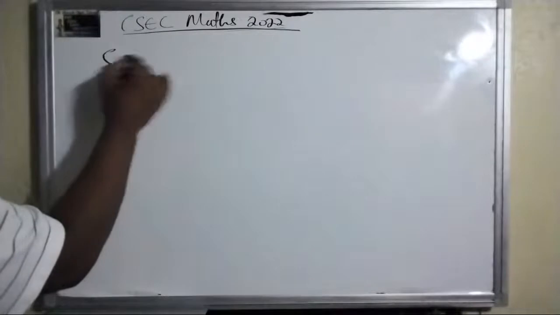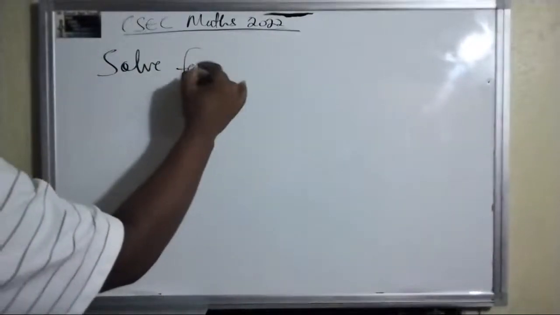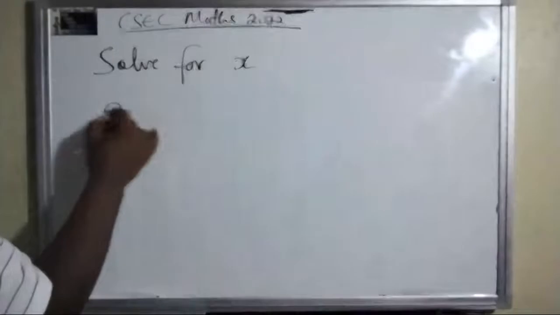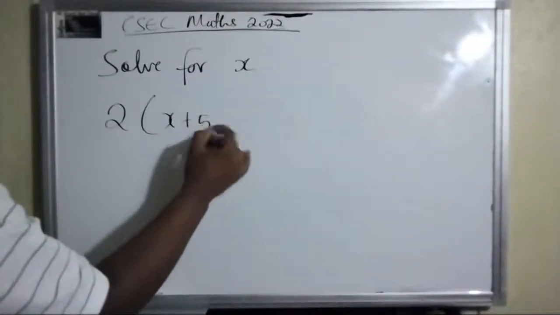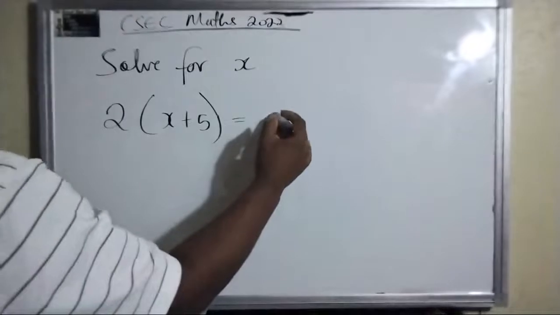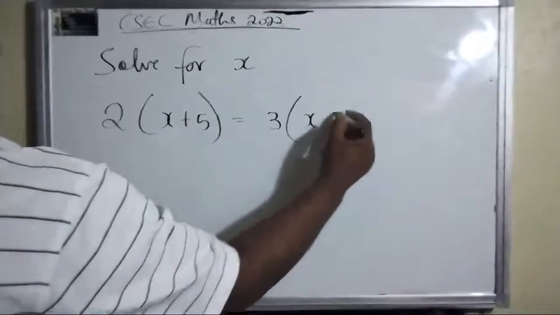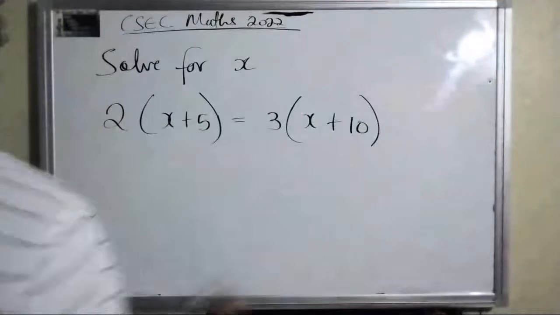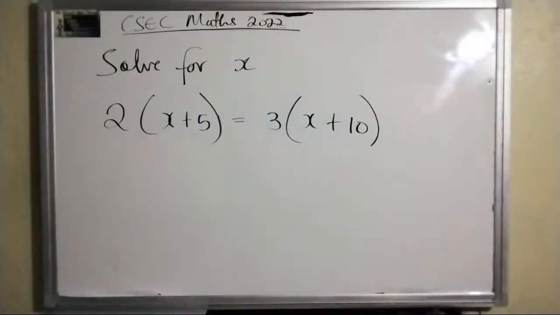So this one says solve for x, and it gives us 2x plus 5 is equal to 3x plus 10. This one looks very challenging. However, we just have to remember the rules. One side must equal the next side. That's what an equation is. One side is equal to the next, so we're going to find the value that makes both sides equal.